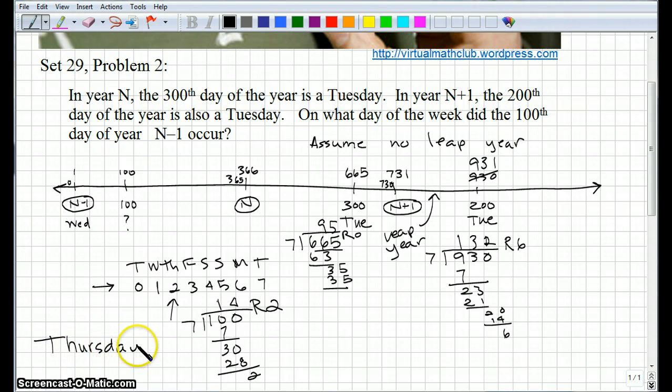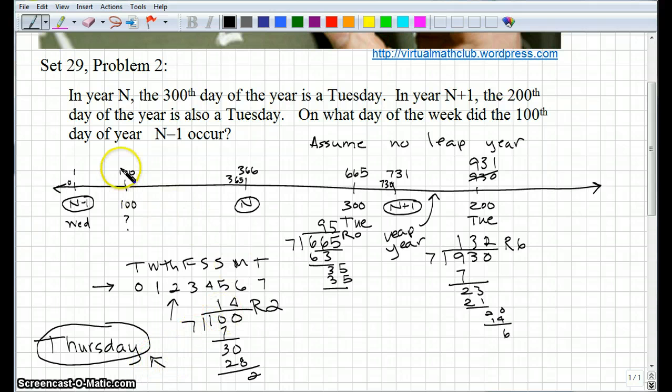Thursday is the day of the week for the 100th day of year n-1. Okay? Does that make sense?